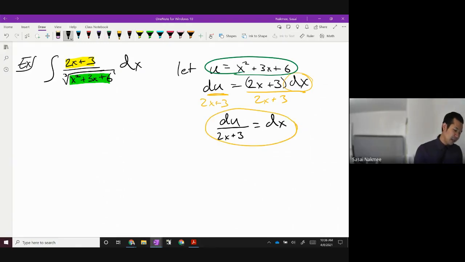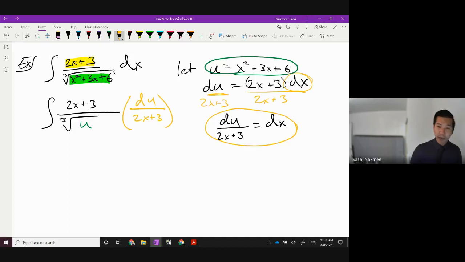So here's what I do now. Step 4, substitute everything out. In here, I'm going to have this 2x plus 3. I'm not subbing that out just yet. Over the cube root of u, because I'm replacing x squared plus 3x plus 6 with u. And then I'm going to be replacing dx with du over 2x plus 3.